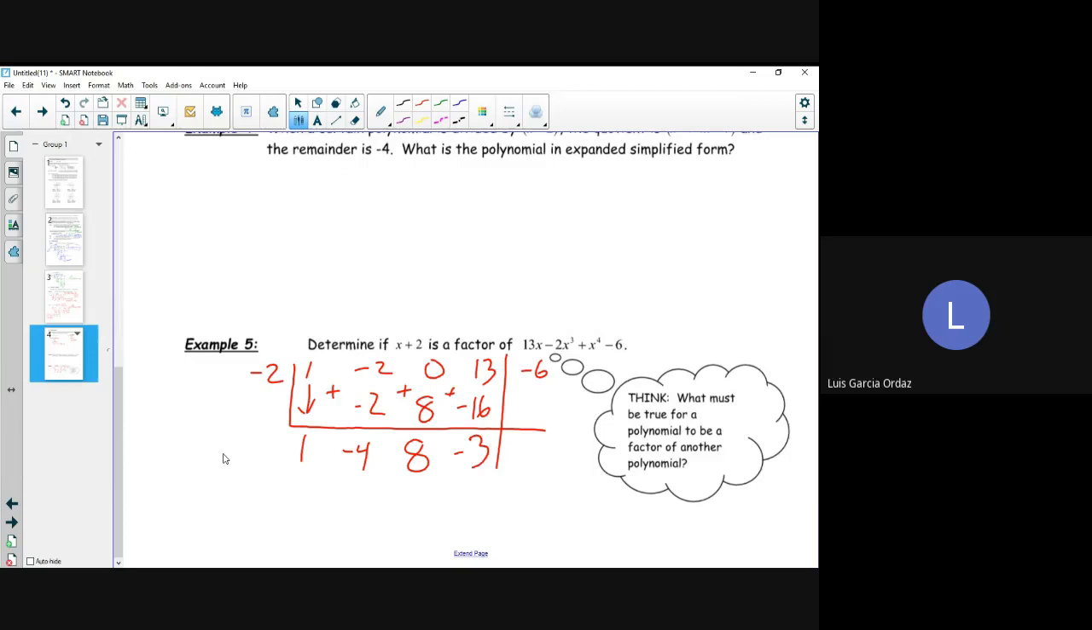Negative 13. And what's negative 13 times negative 2? 26? And what's negative 6 plus 6? Our remainder is 0, which means x plus 2 is a factor. Right?